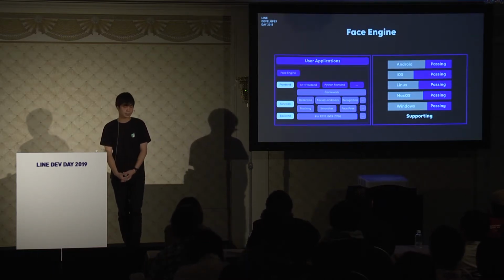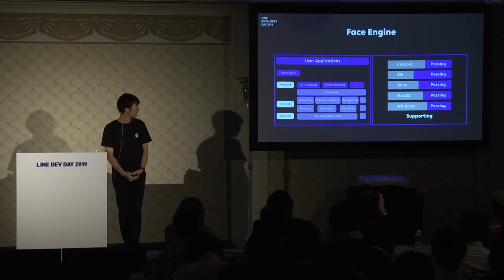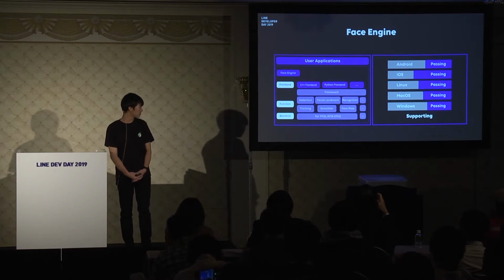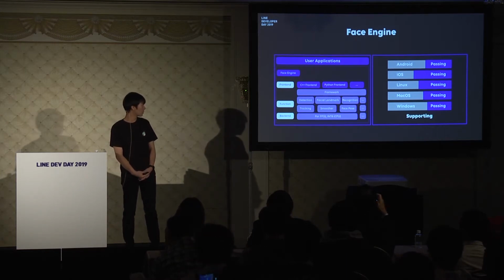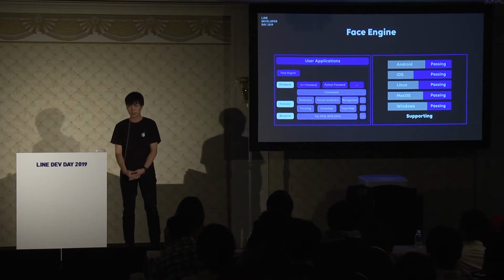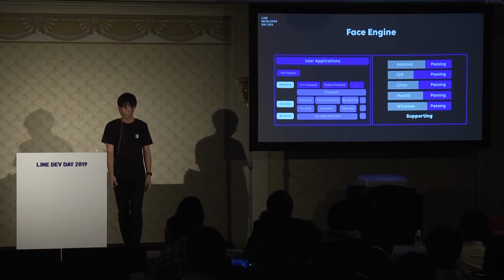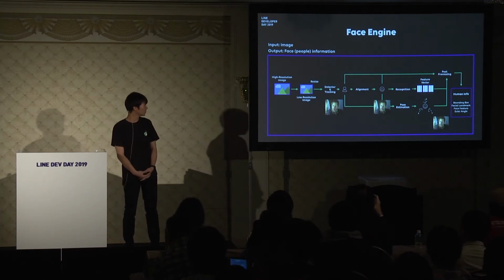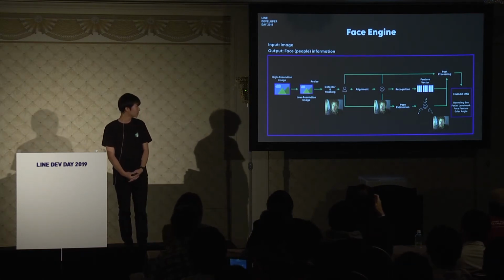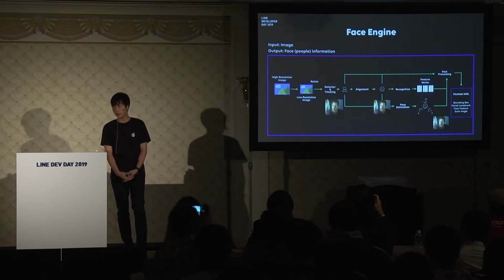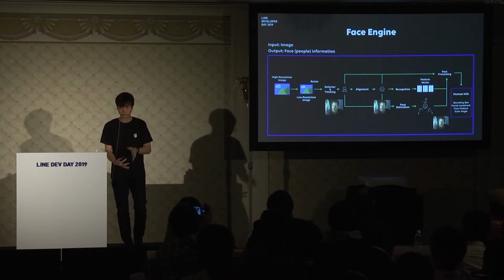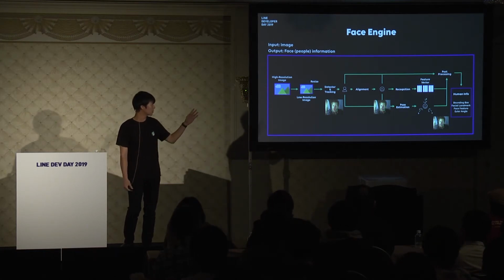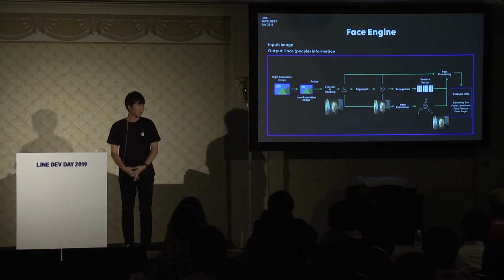So we made our engine. We support multiple platforms and constructed it with floating point 32 and int 8 based on CPU. And for the front end, we support a C++ front end, a Python front end, and other things. And we also have a bunch of functions. This is the full flow of the face engine. We get a high resolution image from the device and resize it to a low resolution image for the engine, and detect and track our face, align our face, recognize, and after post-processing, we get human information from our image.